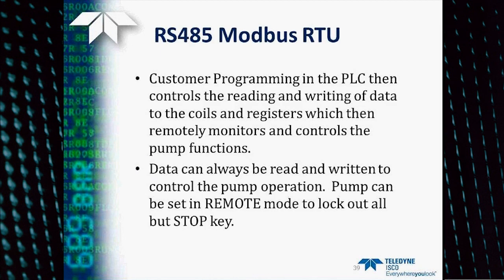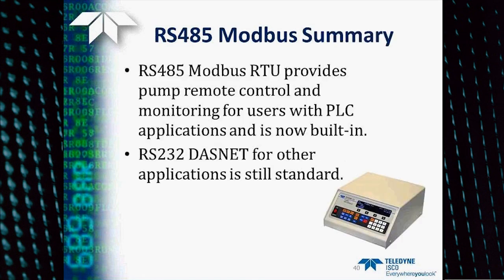So then customer programming in the PLC controls the reading and writing of data to these coils and registers, which then remotely monitors and controls the various pump functions. And you can always read and write these registers to control the pump's operation. Now, if you want to lock out all but the stop key on the pump, you can also use one of the coils to set the pump in remote mode, and that will then lock out all of the keys on the keyboard except the stop key.